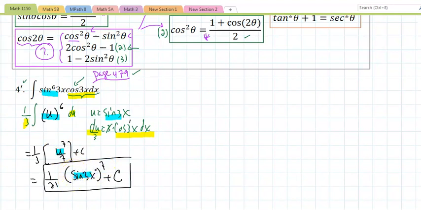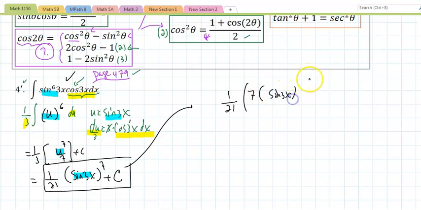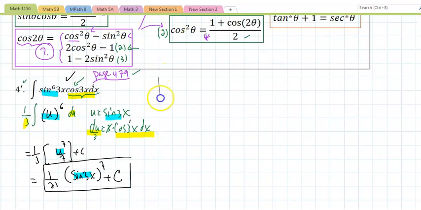Now, if you have time, you can take a derivative of this. You should get that. So if I take a derivative of this, 1 over 21 is a constant. Bring the power down, subtract 1 from the power, times the derivative of the inside. Cosine of 3x times with the chain rule at 3. So altogether, 21 cancels with 21, and I'm left with sine squared, and there it is. What do you know? So you could do that if you have time, of course. If not, just hope for the best, and it's not a problem.